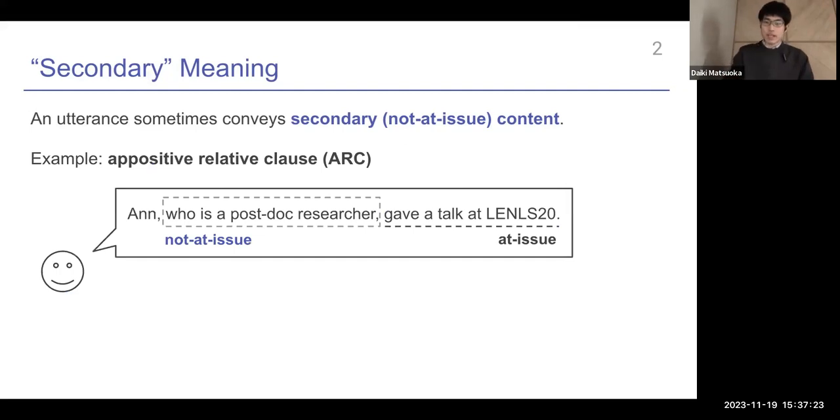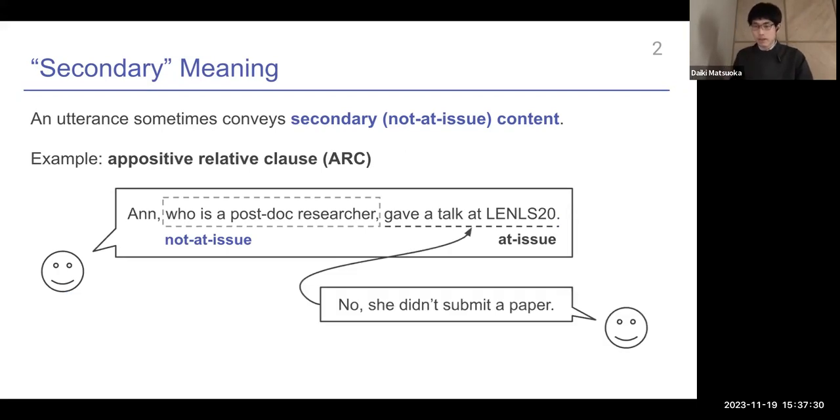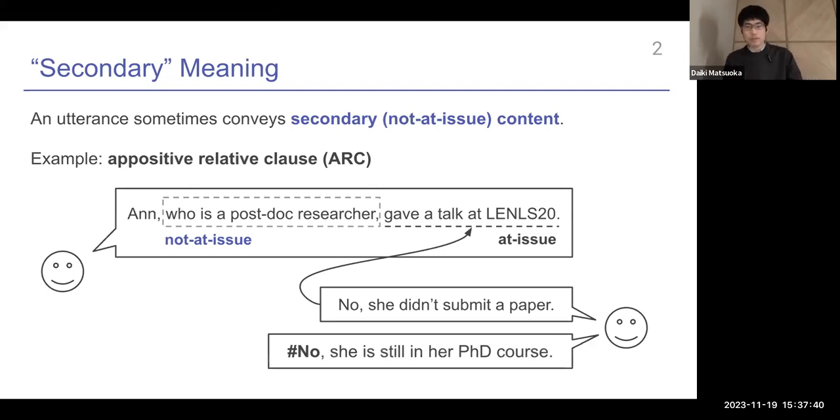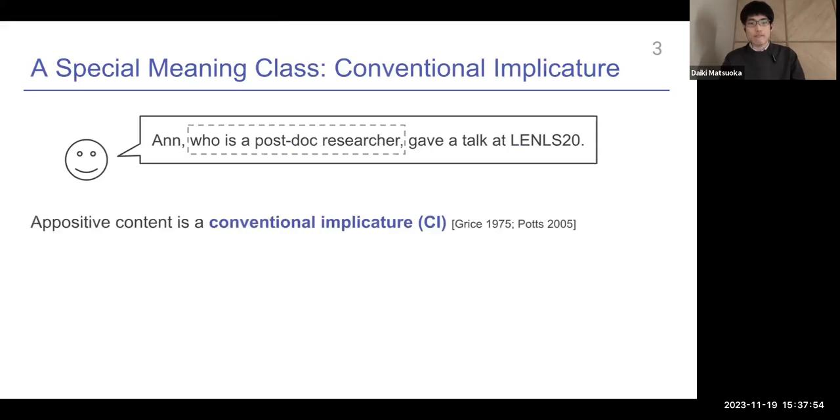The difference between the two becomes clearer when you consider the response by the addressee, like, "No, she didn't submit a paper." In this case, this response targets the at-issue content, and it is felicitous. However, it is unnatural to respond this way: "No, she's still in her PhD course." So this implies that the response by the addressee cannot directly challenge the not-at-issue content, the content of an ARC. This type of content has been called conventional implicature in the formal semantic literature.